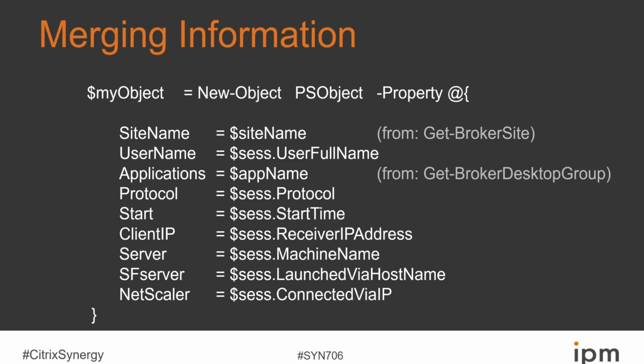What you'd simply do is issue the command that sets your PowerShell object, my object. You're creating a new object. PS object just means create your own custom PowerShell object. And you tell it the properties or fields that you are interested in. Here you see just a sampling of the ones that we're interested in. And you can then assign the values that you get from each of the commandlets.